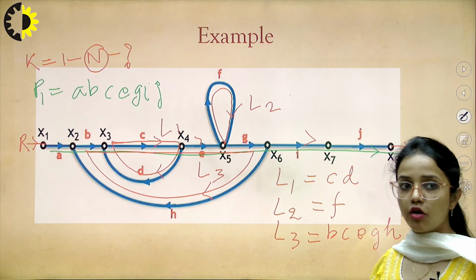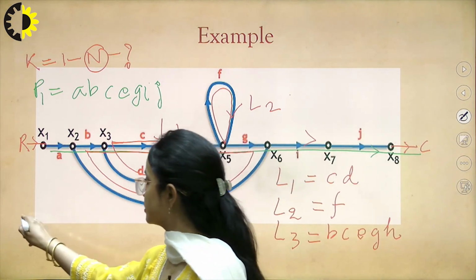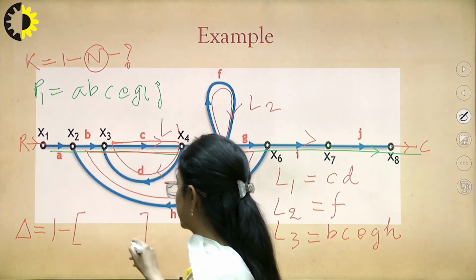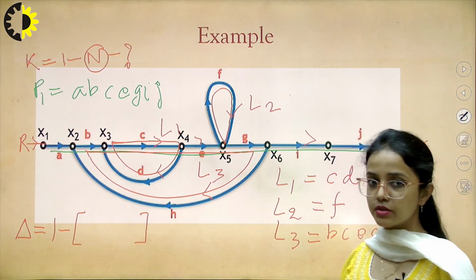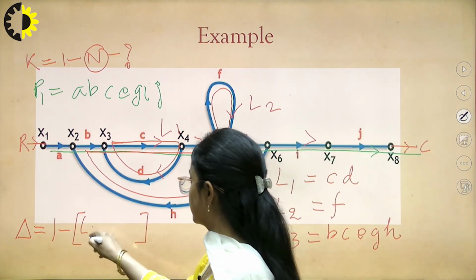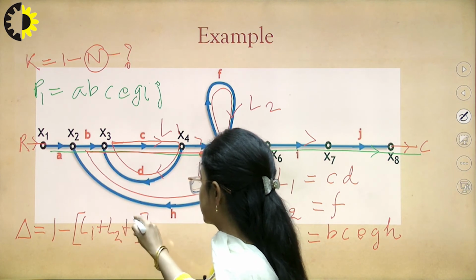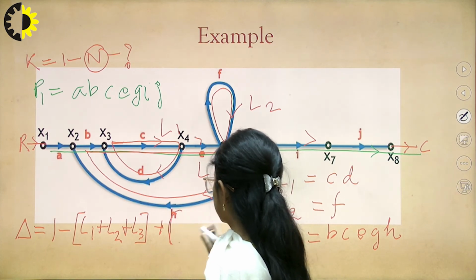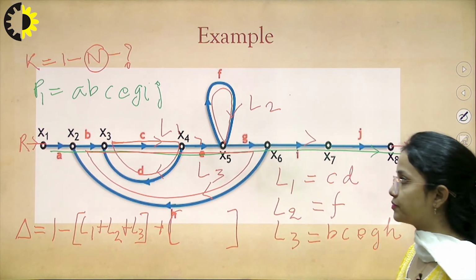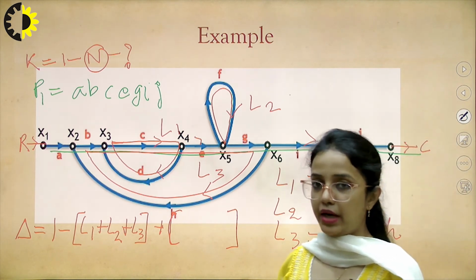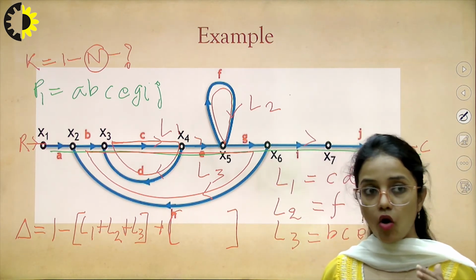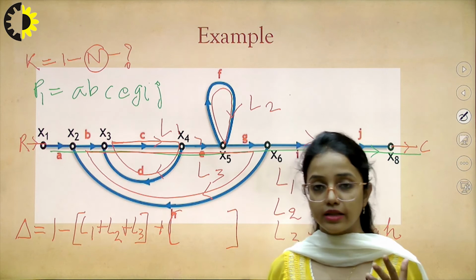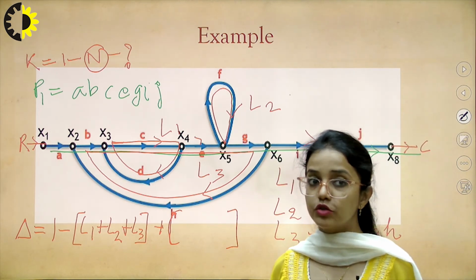Let's calculate the value of del. Del is 1 minus, we have to simply add all the loops. So we will write L1 plus L2 plus L3. Then second is we have to multiply all those loops, two loops which are not touching, and then we have to take the sum. So sum of product of 2 non-touching loops.